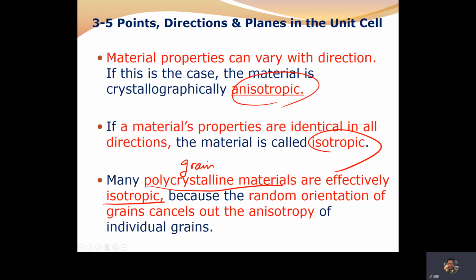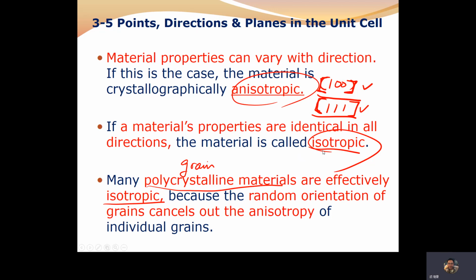How do we define isotropic and anisotropic? For example, if I apply a force on a metal in the 1 0 0 direction, and we apply a force in the 1 1 1 direction, if their strengths in these directions are different, we say it's anisotropic. If the strengths, the mechanical property, or any properties are identical in the 1 0 0 and 1 1 1 directions, this material can be called isotropic.